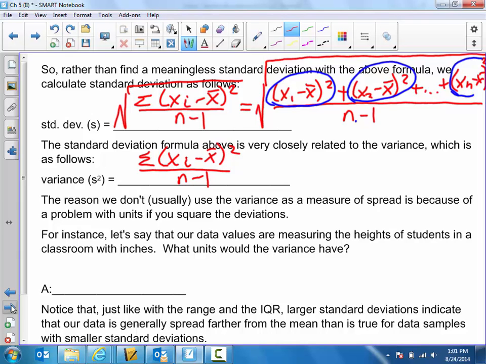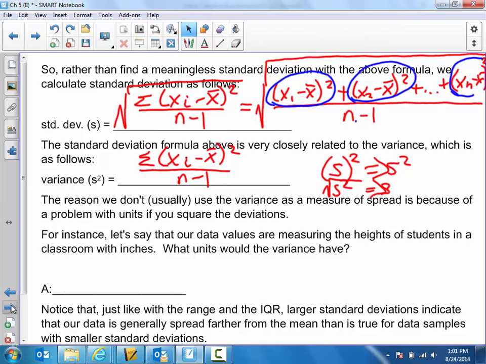So the relationship between s and s squared: you take your sample standard deviation, you square it, you get your s squared. Or in reverse, if you've got s squared, you take the square root of that to get s. Okay? So one is the square of the other, and the other is the square root of the one. Variance is an easier calculation because you're not taking the square root of all of these.